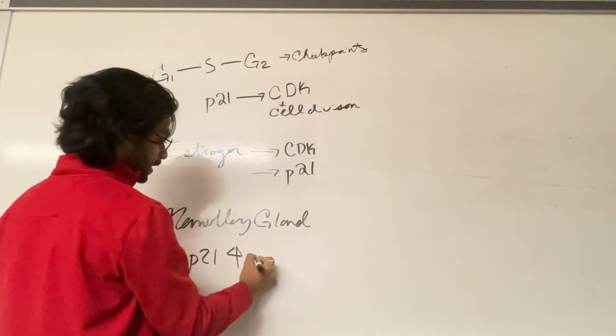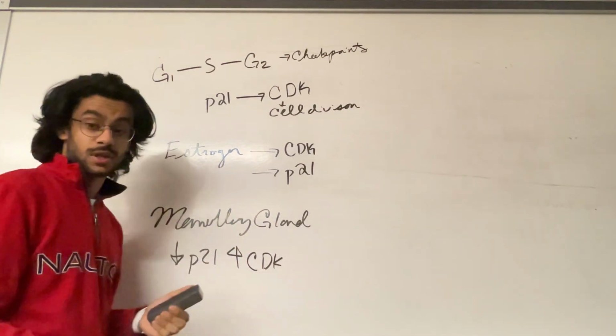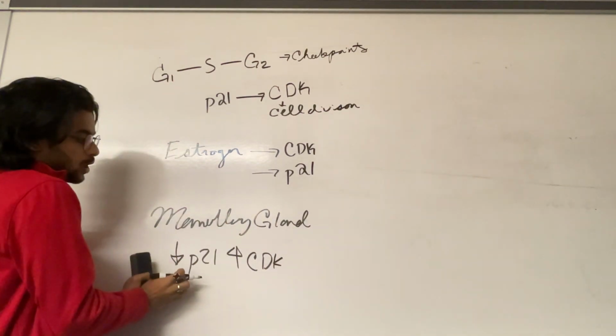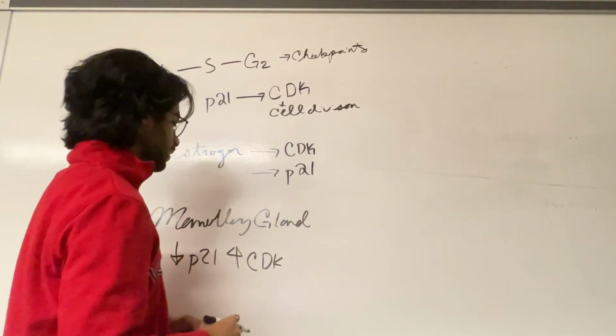And in turn, this would increase CDK, which would allow for a much faster cell division and cell growth with the reduced amount of p21 in the cell. So it can downregulate p21 and upregulate CDK.